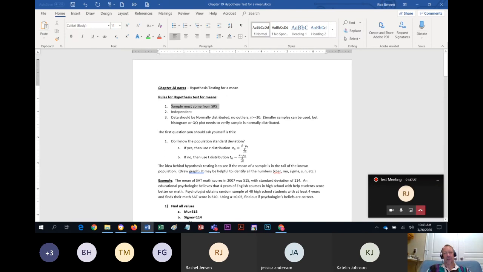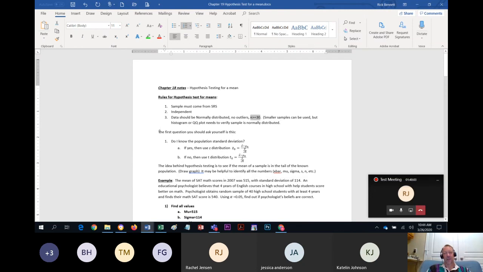The sample must come from a simple random sample. The data must be independent. And the data should be normally distributed, no outliers, and your n should be greater than or equal to 30. Now, smaller samples can be used, but a histogram or a QQ plot needs to verify that the samples are normally distributed. We haven't talked about how to create a QQ plot. But a QQ plot basically is how you can get away with small samples. I'm not going to worry about that.